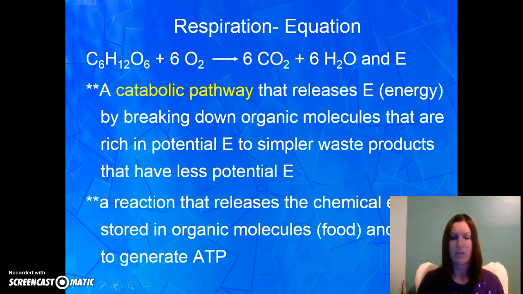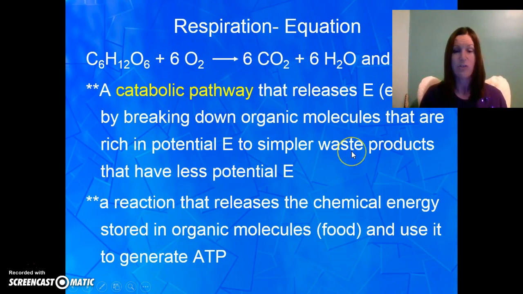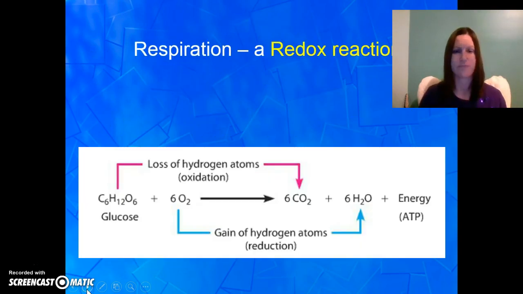So again, it is a reaction that releases the chemical energy stored in organic molecules in our food, and then we use this energy to generate ATP, which is the cell currency of energy. It is the energy currency of the cell, is what our cells prefer. So let's take a look at this reaction. Respiration is a redox reaction.